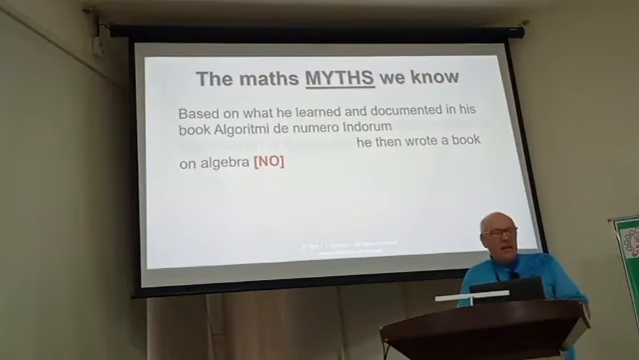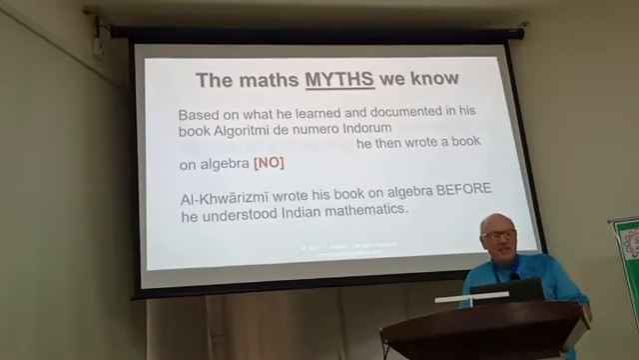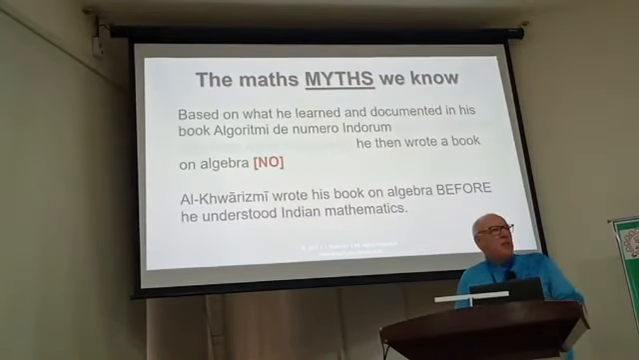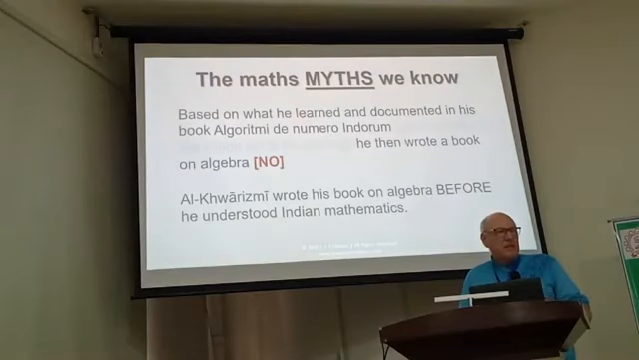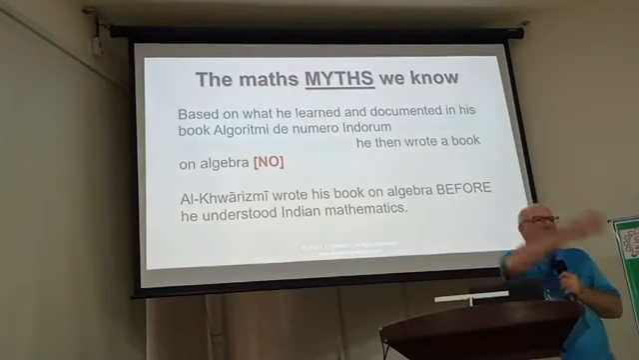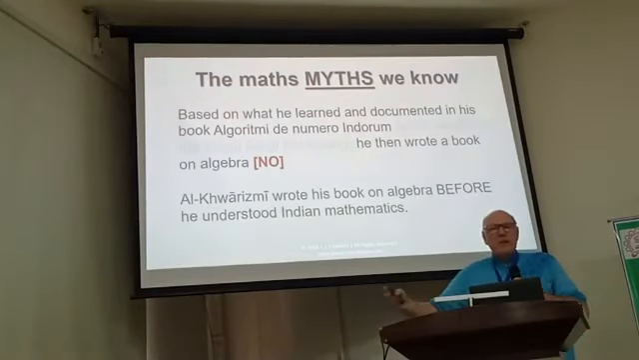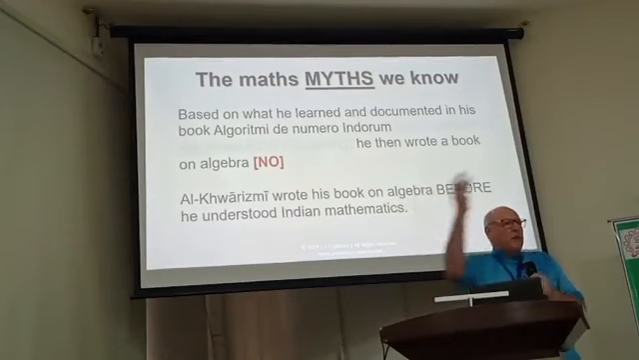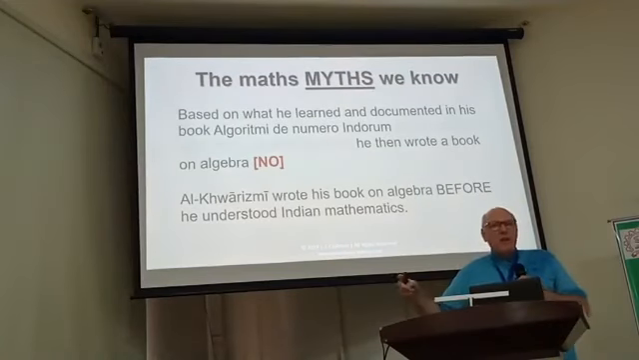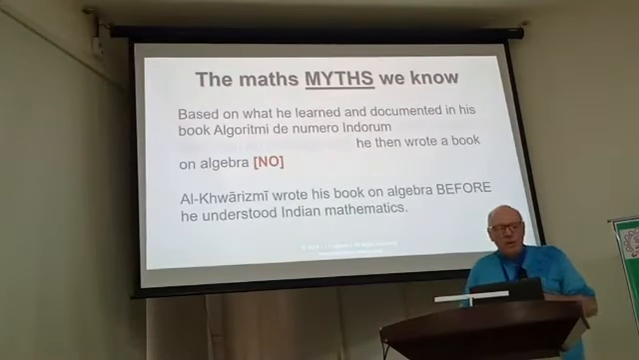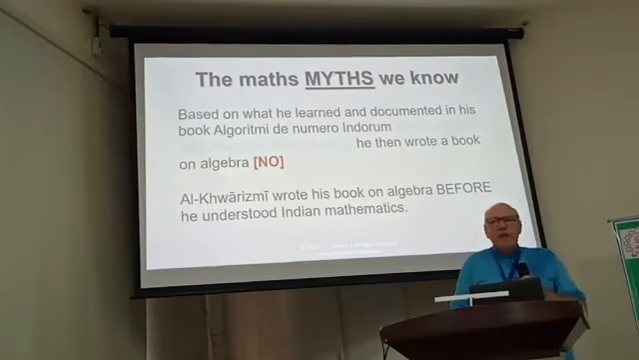Al-Khwarizmi on the Hindu Art of Reckoning, he wrote a book on algebra. No, that's not correct. Al-Khwarizmi wrote his book on algebra before he understood Indian mathematics. We assume that just because children learn arithmetic before they learn algebra, Al-Khwarizmi wrote his arithmetic before he wrote his algebra. No, it's actually the other way around. And how do we know? We know that because in his book on arithmetic, he refers to his previous book on algebra.